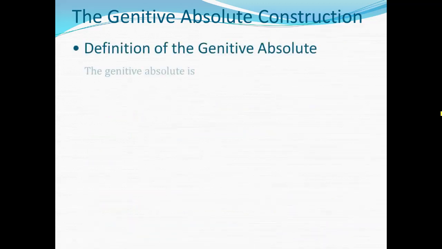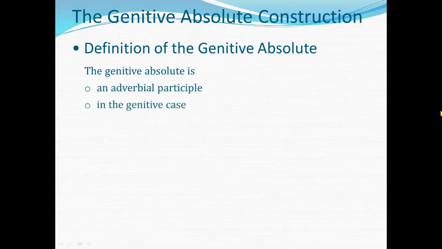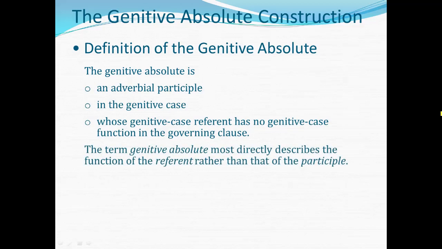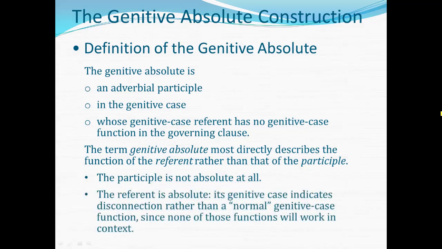So here's a definition of the genitive absolute. It is an adverbial participle in the genitive case whose genitive case referent has no genitive case function in the governing clause. The term genitive absolute most directly describes the function of the referent rather than that of the participle. The participle is not absolute at all. It's an adverbial element modifying the governing verb. But the referent is absolute. Its genitive case indicates disconnection rather than a normal genitive case function like possession or source or subjective, since none of those functions will work in the context.